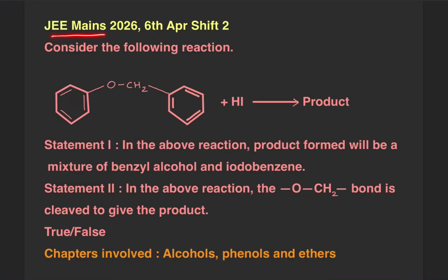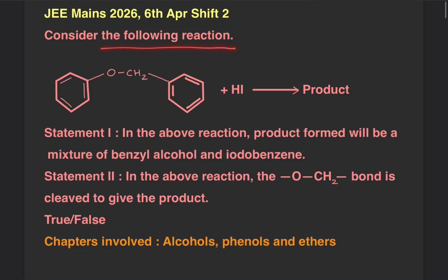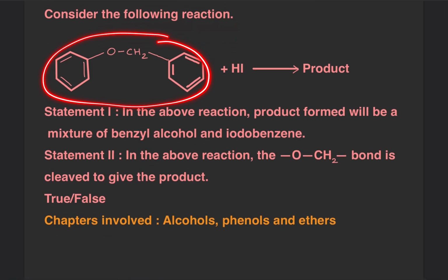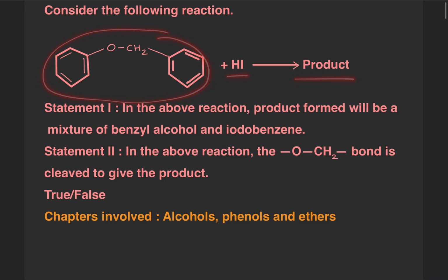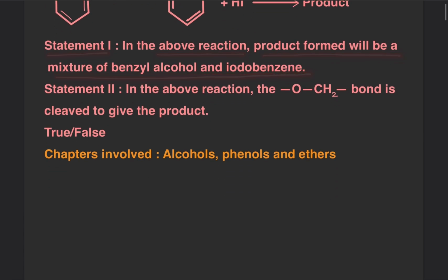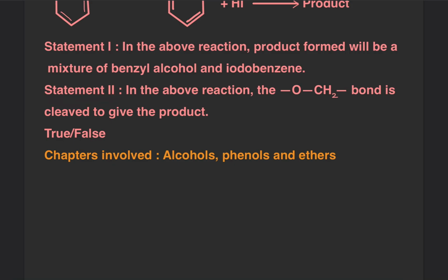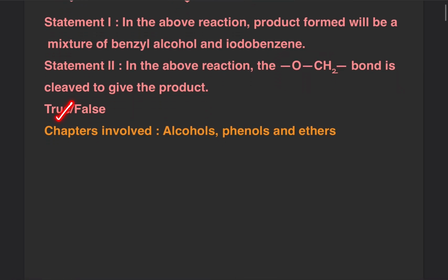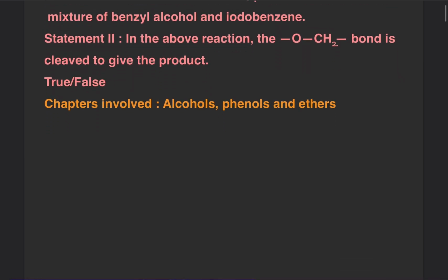Hello everyone. So this is a question from JEE Mains 2026 6th April shift 2. Consider the following reaction. We have a starting compound plus HI giving the product. Statement 1: In the above reaction, product formed will be a mixture of benzyl alcohol and iodobenzene. Statement 2: In the above reaction, the OCH2 bond is cleaved to give the product. We have to determine which one is true and which one is false, and the chapter involved is alcohols, phenols, and ethers.